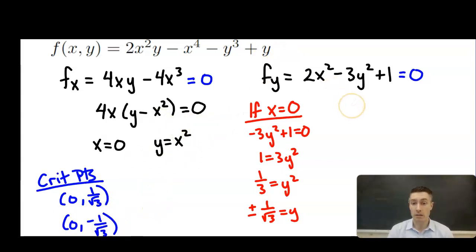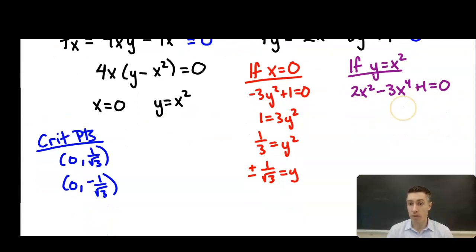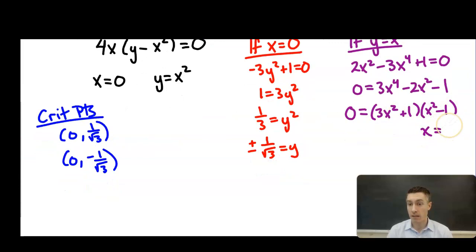Now we have to consider our second case. So if y were equal to x squared, so that's going to be 2x squared minus 3x to the 4th plus 1 equals 0. All right, not the greatest equation. We can move everything to the right side. So 3x to the 4th minus 2x squared minus 1. Hopefully you're comfortable with a little factoring here. So (3x squared plus 1)(x squared minus 1). Yeah, that would work. First factor will not give us any real solutions. The second factor would give us x equals plus or minus 1. So adding to our list of critical points, and remember this is the case where y equals x squared, so if x is 1, y is 1, and then x is negative 1, y would be positive 1. So this particular function has 4 critical points.